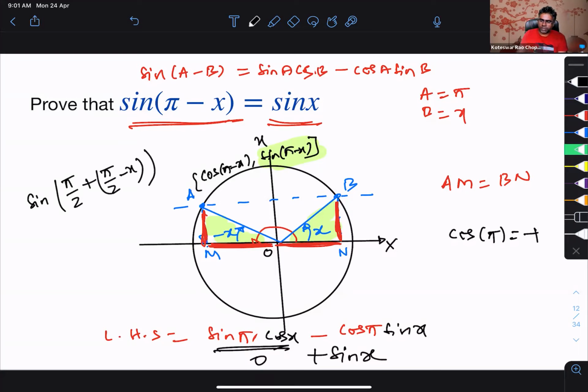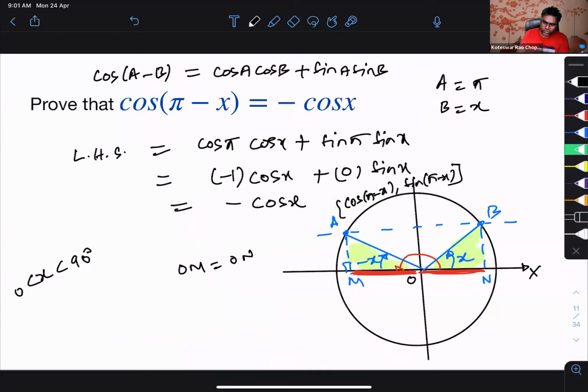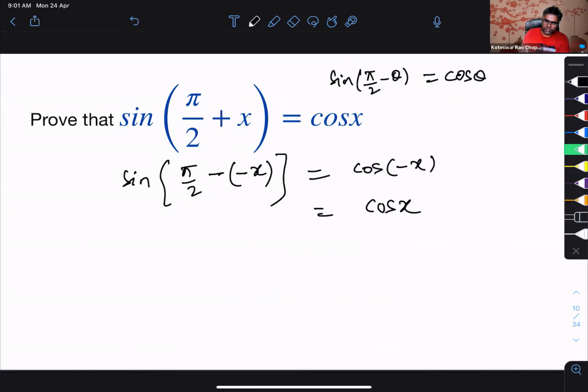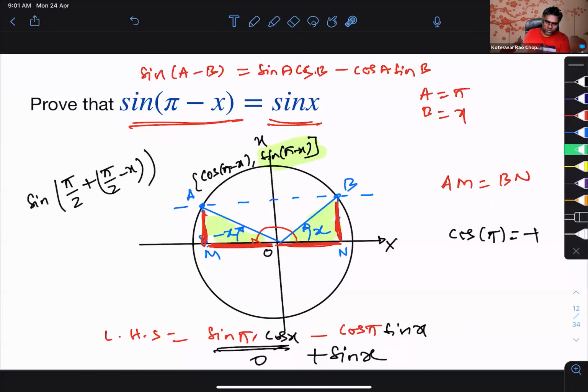Sine pi by 2 plus x. So what is that? You will get cos x. Okay, so we have this result. You can use this also, but your x will be this, pi by 2 minus x. So that is something that we need to keep in mind.